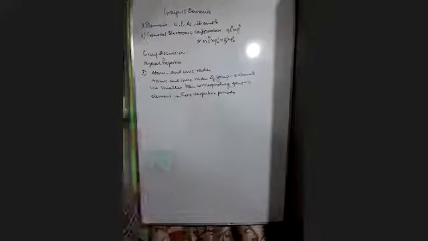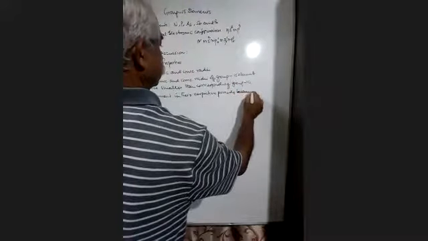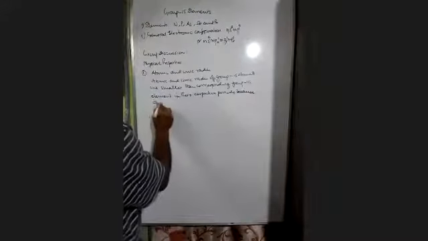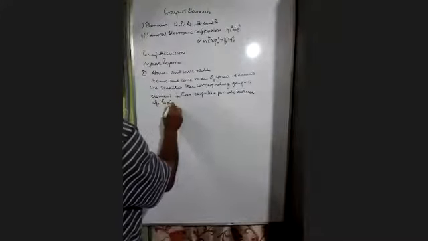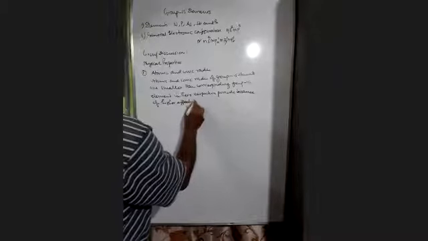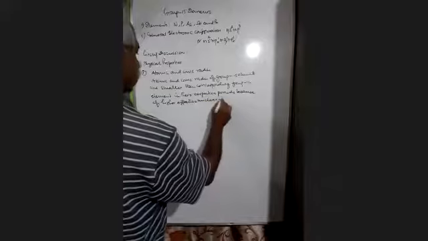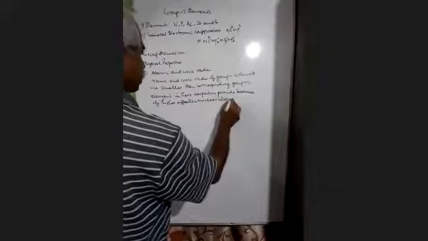Why is it smaller? Because of higher effective nuclear charge. So that is along the period.